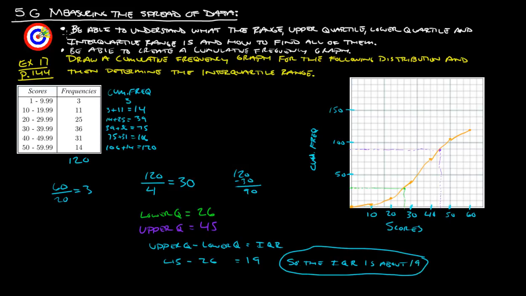Alright, and that's all there is for this. So we've gone over all these things here. You should be able to understand the range, upper quartile and lower quartile, and the interquartile range. Understand what all those are, and then how to find all of them. We've done that. And then we also added in being able to create a cumulative frequency graph, and that's what we just did here. And then also from that cumulative frequency graph, we figured out what the interquartile range is.